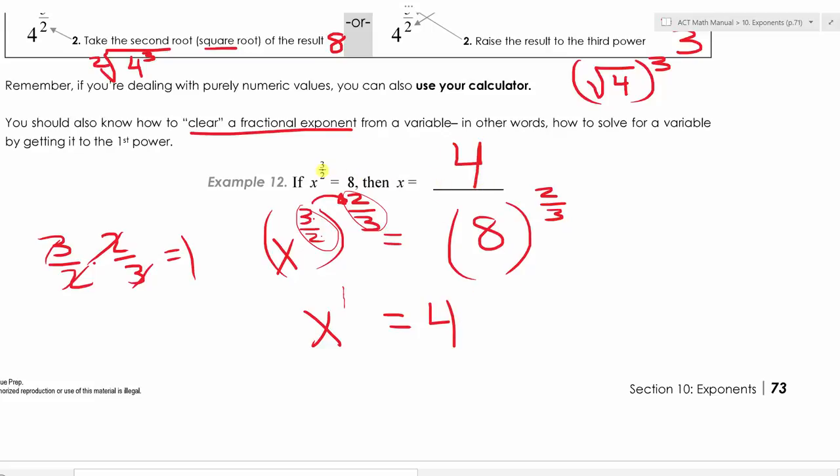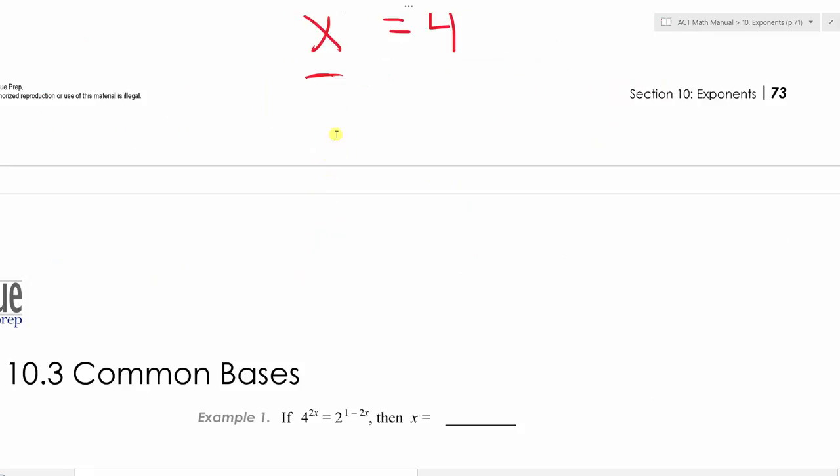So the point here is that if you want to clear a fractional exponent in an equation, in other words, if you have a variable that has a fractional exponent and you want to isolate that variable, you just raise both sides to the reciprocal of the fractional exponent.